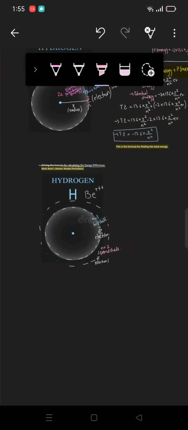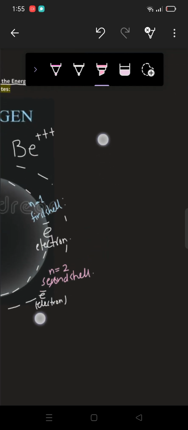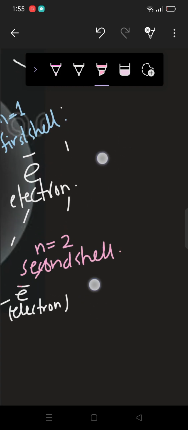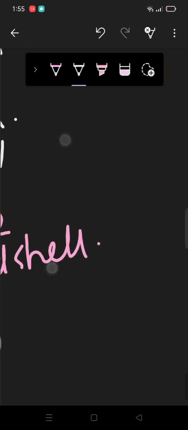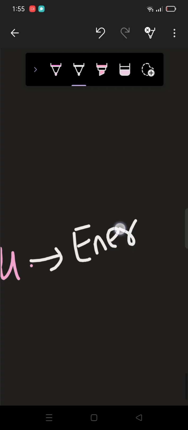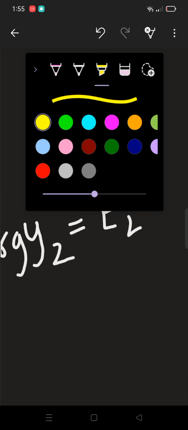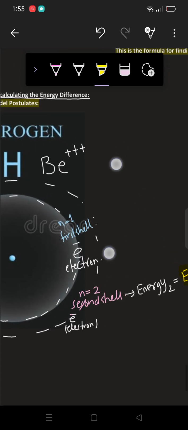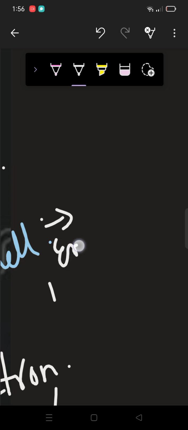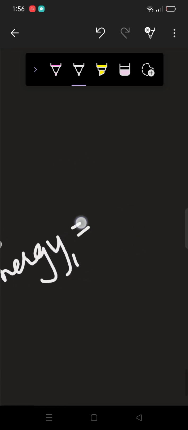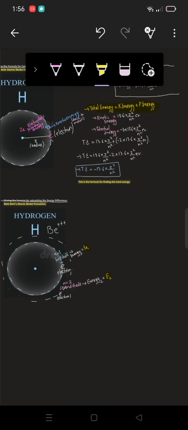Now we have to find the energy difference. For finding the energy difference, I need to separate the energy of the first shell from the energy of the second shell. We have a formula with E2 minus E1. So suppose the energy of the second shell is represented by E2, and the energy of the first shell is represented by E1. Now for finding the energy difference, I need to subtract E1 from E2.